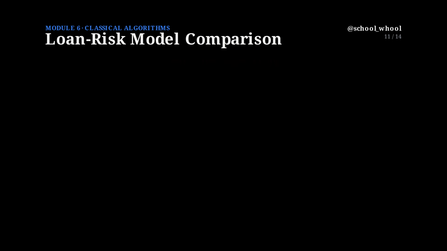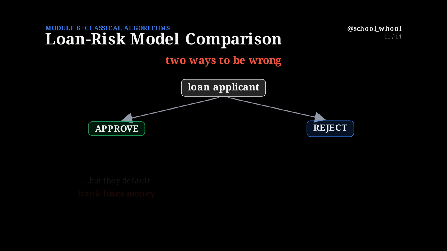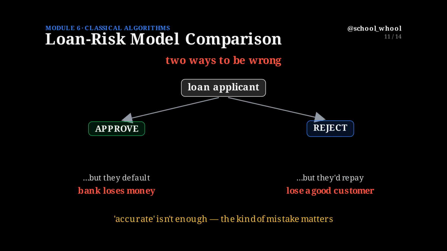First, why this decision is hard. There are 2 very different ways to be wrong. Approve a loan that then defaults, and the bank loses money. But reject a borrower who would have repaid, and you lose a good customer to a competitor. A model that is simply accurate might still make exactly the wrong kind of mistake. So we will have to choose our yardstick with care.